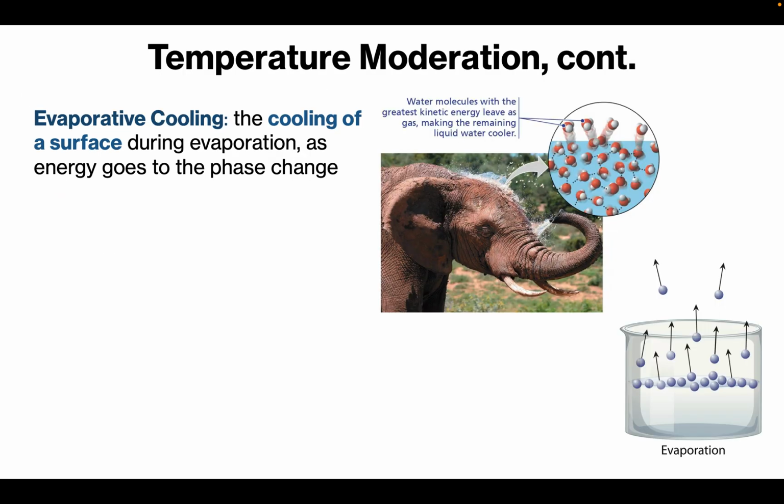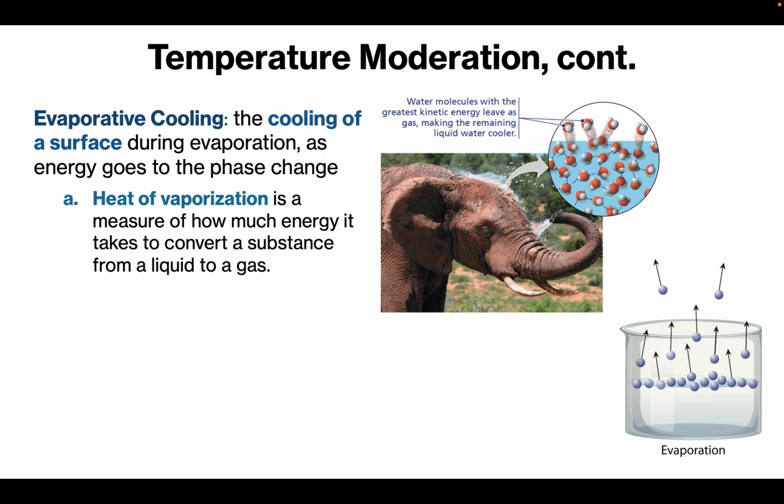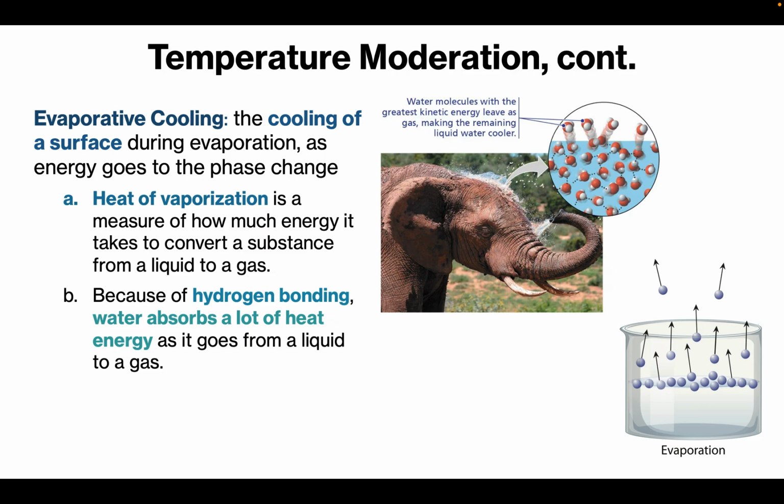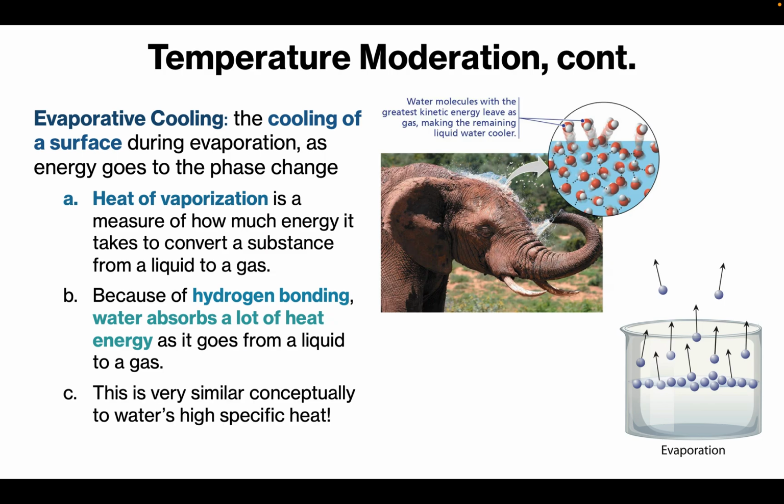One way that water helps to moderate the temperature of individual organisms is through evaporative cooling, or the cooling of a surface during evaporation. So you've experienced this if you've been sweating on a hot day. You can see this elephant is experiencing this as they splash water on their head. This is all down to the heat of vaporization of water. The heat of vaporization is how much energy it takes to convert a substance from a liquid to a gas or into a vapor. This is very, very similar to water's high specific heat.